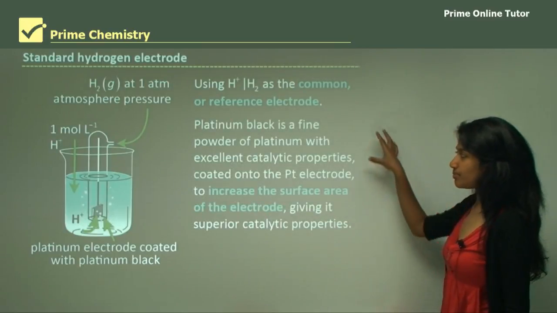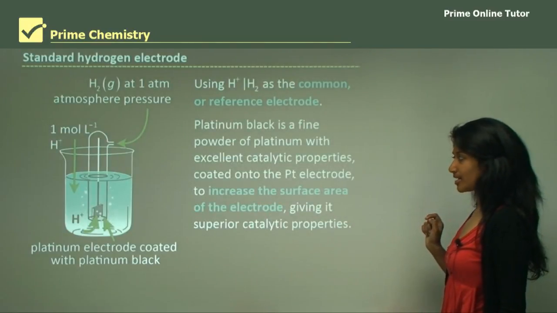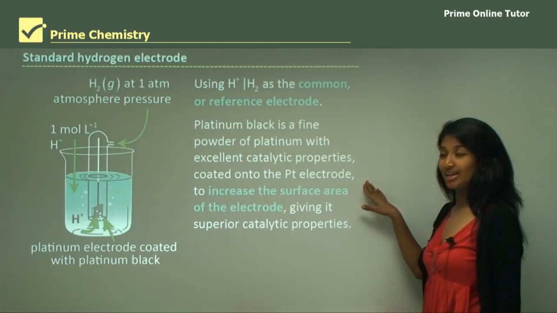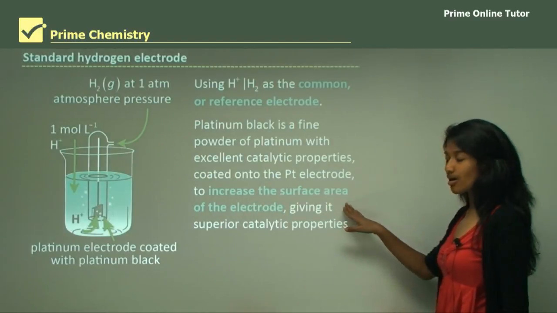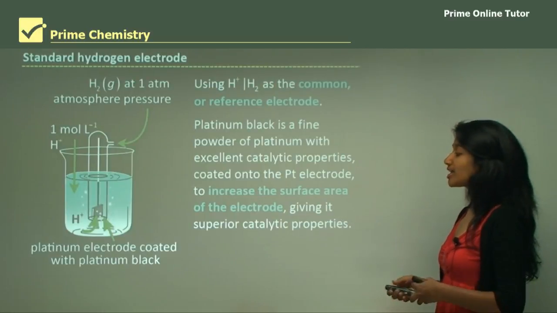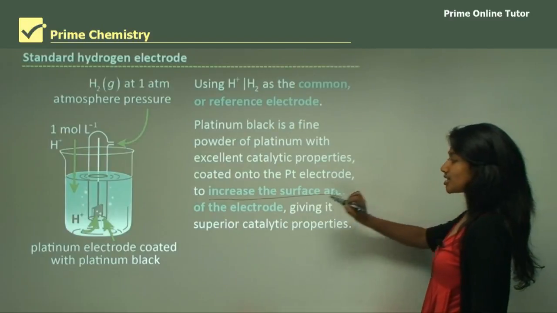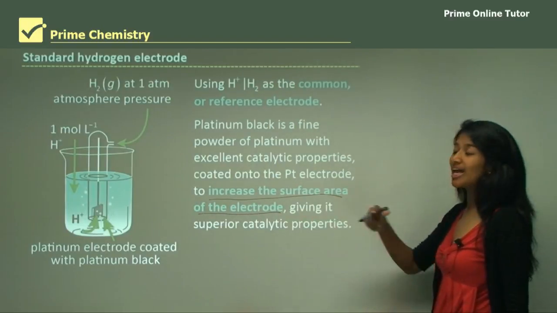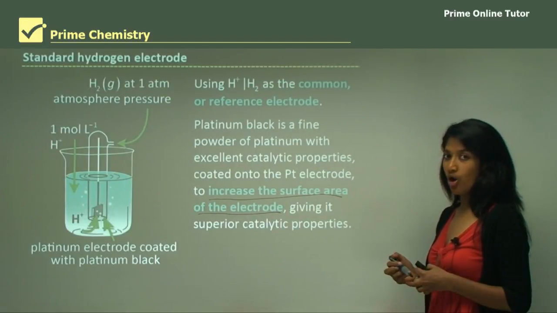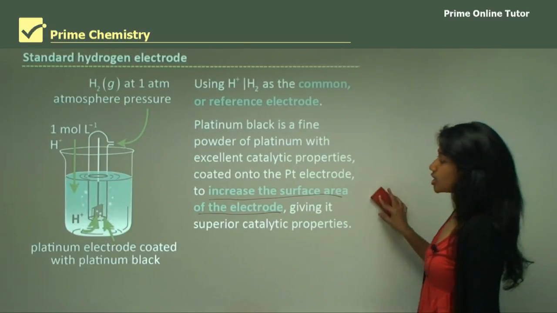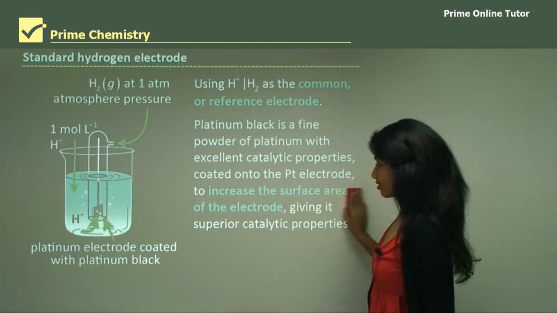The platinum black is a fine powder of platinum with excellent catalytic properties, coated on the platinum electrode to increase the surface area of the electrode, giving it superior catalytic properties. Because it's increasing the surface area of the electrode, it is increasing the efficiency of the reaction. And that is why we use platinum black to coat the platinum electrode.